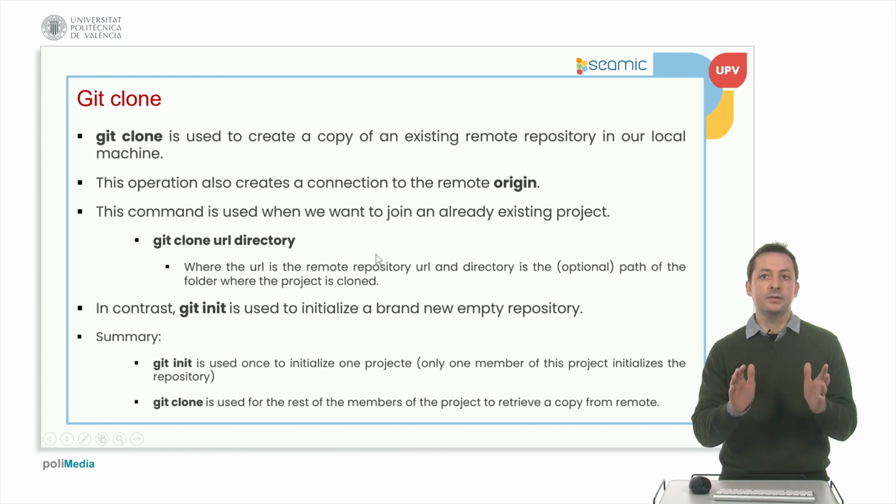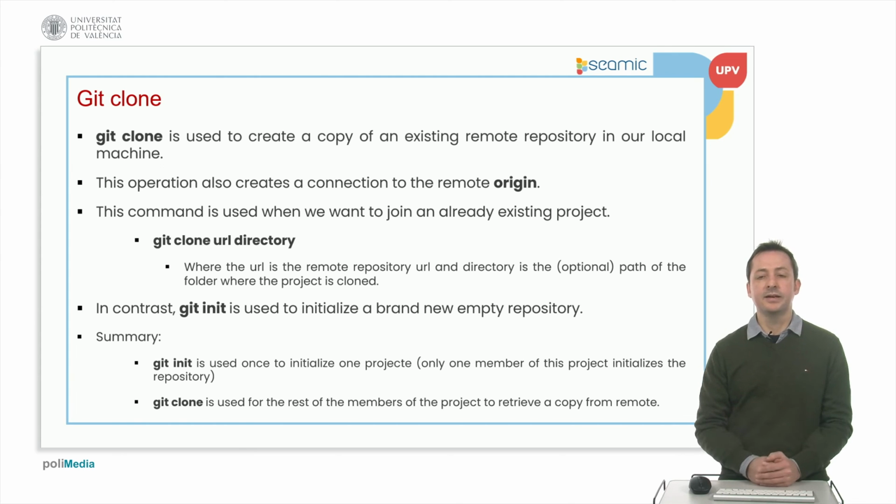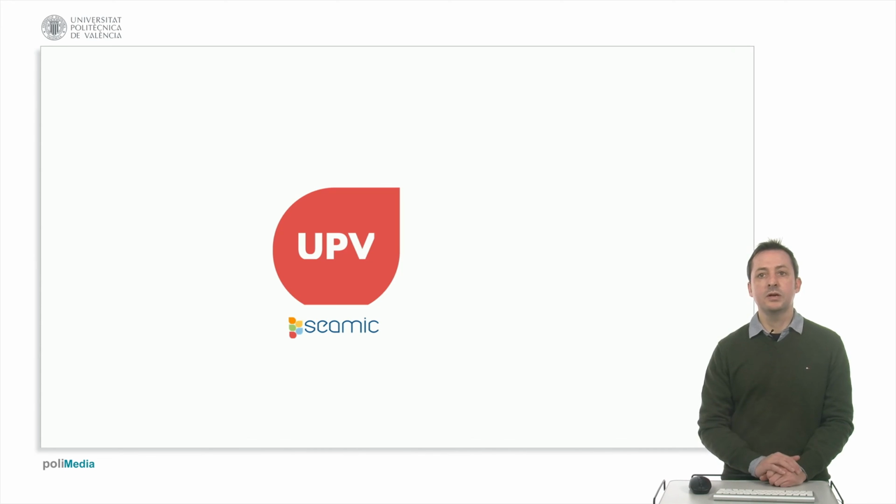In summary, when working with others, there is a unique git init that is performed at the very beginning, and then other developers perform git clone to create a copy of this already existing environment. So working with remotes is very useful even if we work individually, since they allow us to keep a copy of our code in the cloud. And then, apart from having copies, we can work on different computers with this.